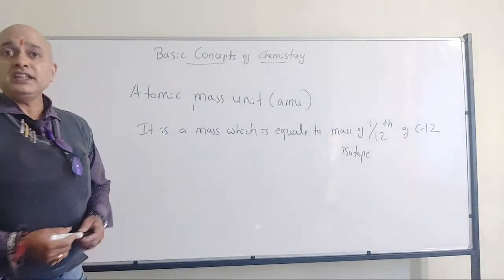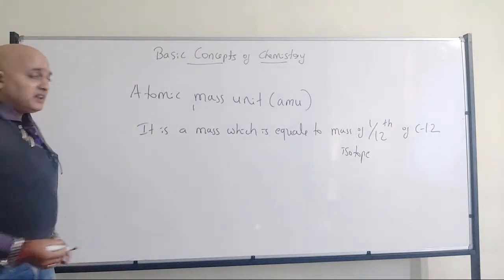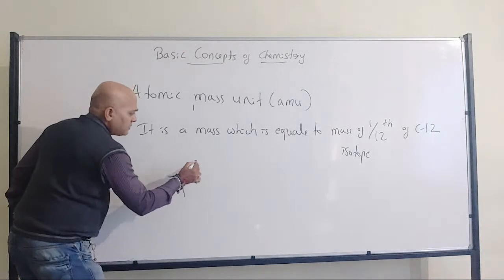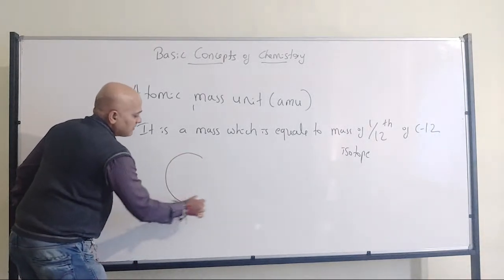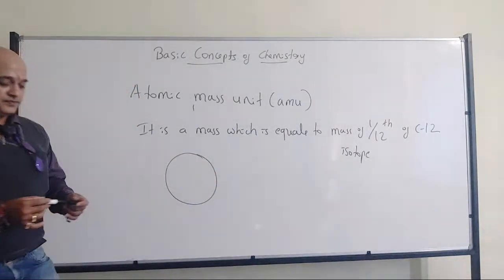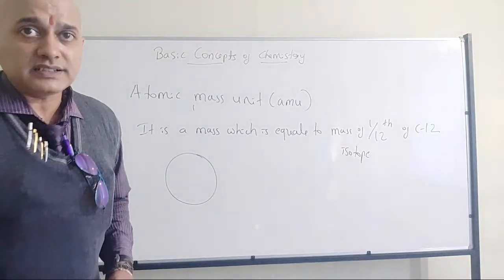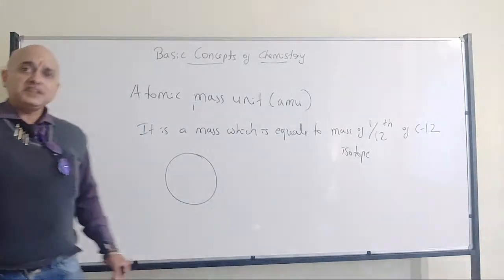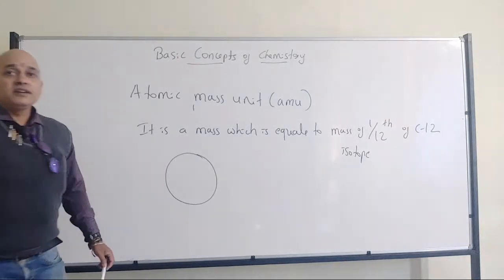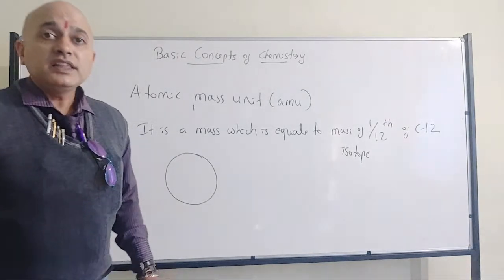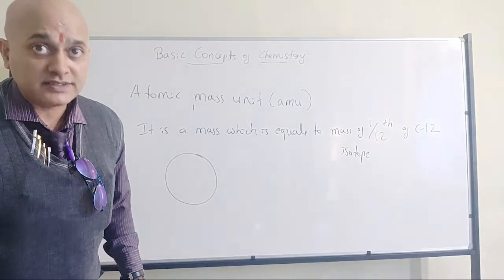You might have studied in your high school. Fine. Say for example, carbon 12 isotope, I will consider it as a dosa or chapati, whichever you like. Okay, or any sweet. So I have a chapati. Now I have got 12 students.